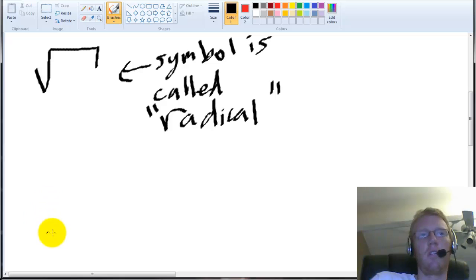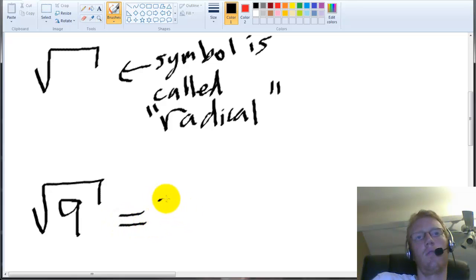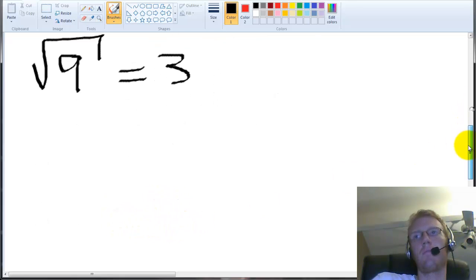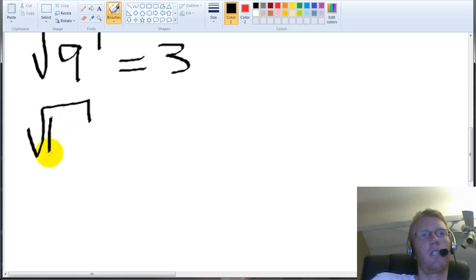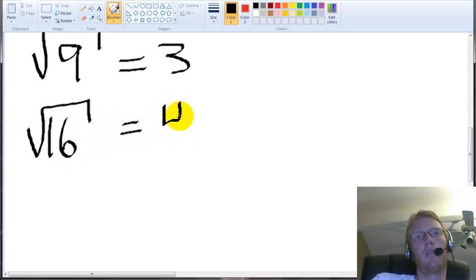Now here's a little bit of tricky notation. If I say something like the square root of 9, that's going to equal 3. What's the square root of 16? What number times itself equals 16? That's going to be 4. So when you take a radical with a number underneath, the answer is only going to be positive. So the answer to the square root of 16 is just positive 4.